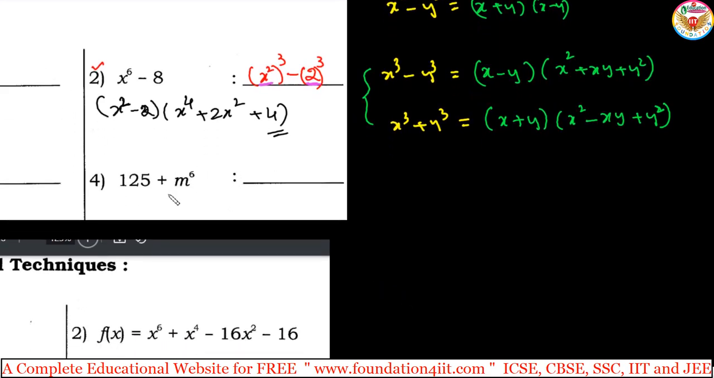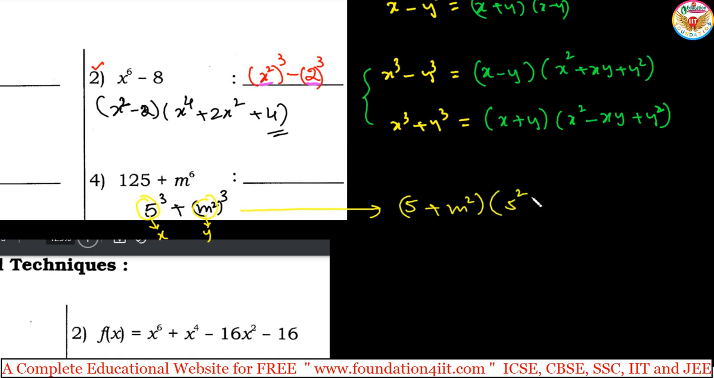Let us see the second also. We shall explain only the first step. 125 we can write as 5 cube plus this is m square whole cube. Now apply the a cube plus b cube formula. So 5 is in the place of x, m power 2 in the place of y. So in position I am writing x cube plus y cube, x plus y, so 5 plus m square.